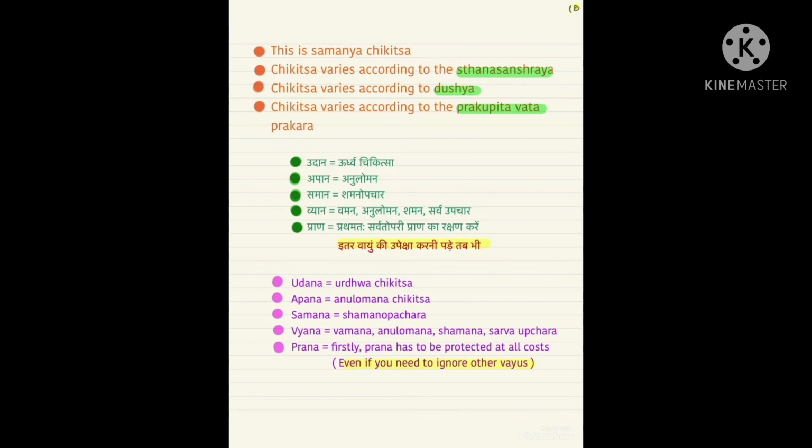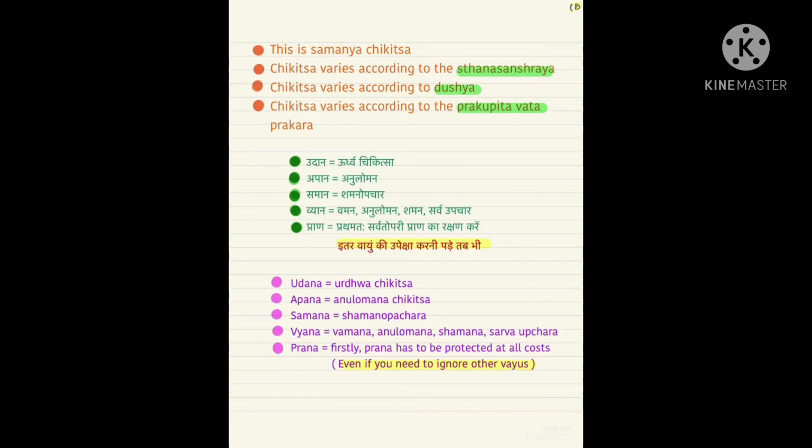Now the treatment or the chikitsa differs according to the sthana sanshraya. So where the vyadhi is taking place, according to that the chikitsa will differ. Also according to the dushya, the chikitsa will differ. And also the prakupit vata prakara, which vata is actually prakupit, according to that type also the chikitsa will differ. So this is just a common guideline of the Vatavyadhi chikitsa, but it will vary very much according to the person and according to where the vyadhi is taking place, what is the dushya and what is the prakupit dosha. So the doctor or the Vaidya has to decide accordingly.